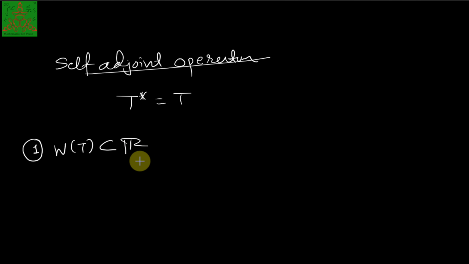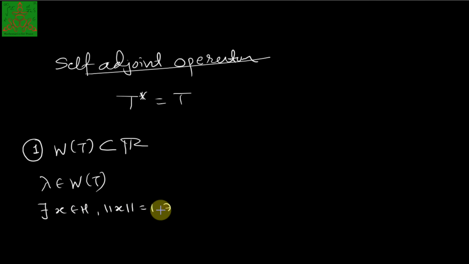And this can be seen in this fashion. Let us consider lambda belongs to the numerical range of T. If lambda belongs to the numerical range of T, as per the definition, there exists x belonging to H with norm of x equal to 1 such that lambda is equal to ⟨Tx, x⟩. If I use the definition of adjoint, I can rewrite this as ⟨x, T*x⟩ by taking this T here and applying the definition of adjoint.